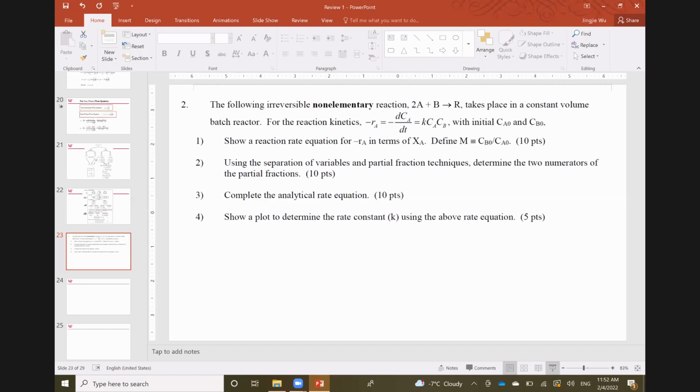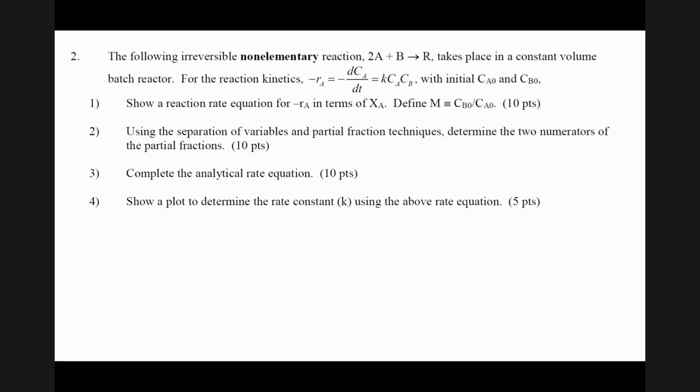So we have an irreversible non-elementary reaction, okay? It tells you it's a non-elementary reaction: 2A plus B to form R. It takes place in a constant volume batch reactor, and it also tells you the reaction kinetics, with initial CA0 and CB0. First, it asks you to show a reaction rate equation for rA in terms of XA, and it defines M. This M is actually theta B, right? And two, using separation of variables and partial fraction techniques.